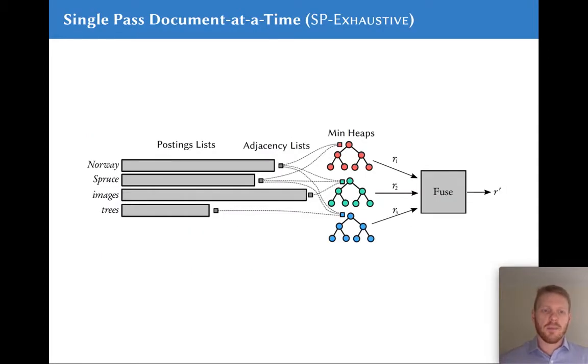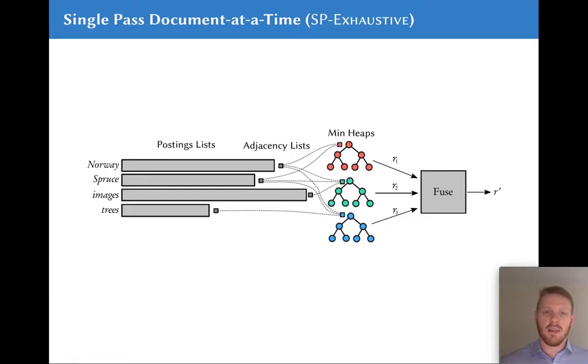So one approach is to exhaustively process all of the unique terms in the multi-query just once. So now we're not processing Norway spruce postings list multiple times, we're just processing them once. But to do this, we need to store adjacency lists to a unique min heap for each query in the multi-query. And so this is a bit more technical.